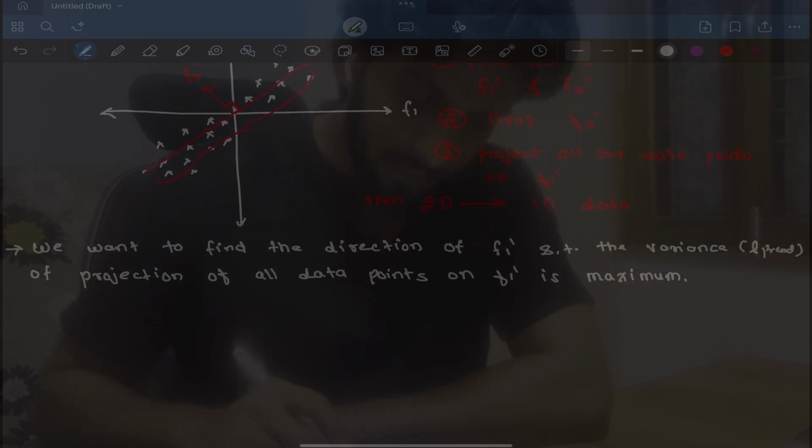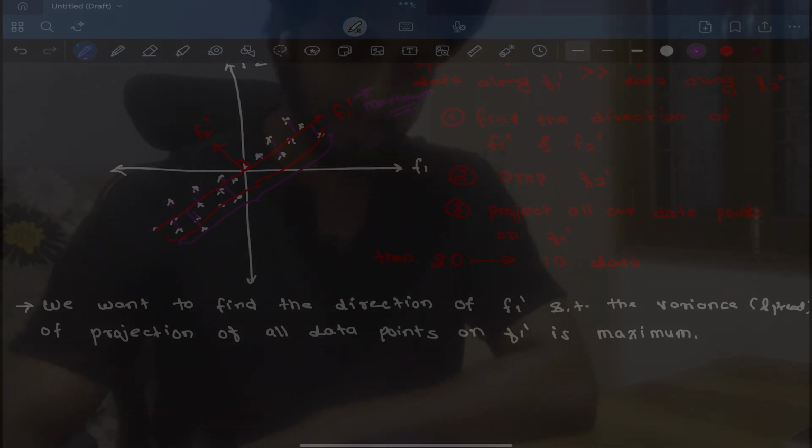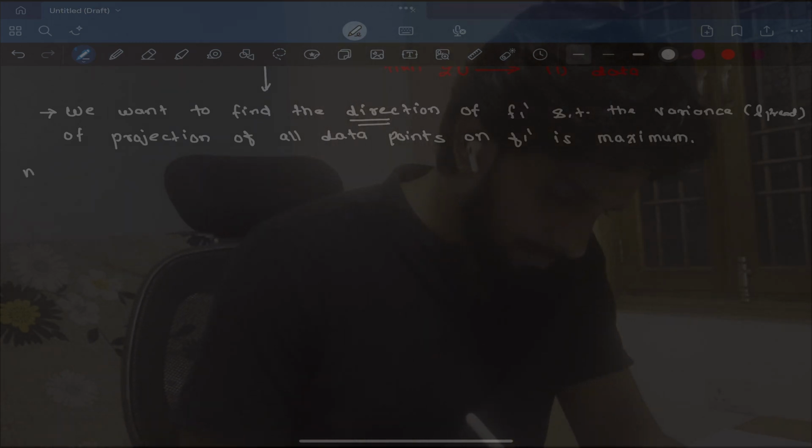So we want that if we project all these data points on f1 dash, then the spread or the variance of this projection along f1 dash direction should be maximum. Okay, so now we will see the mathematical formulation.